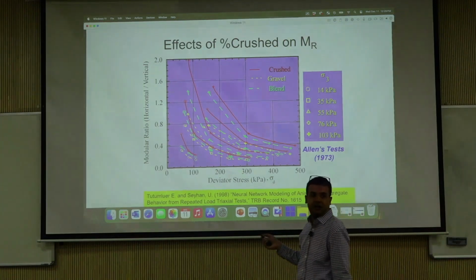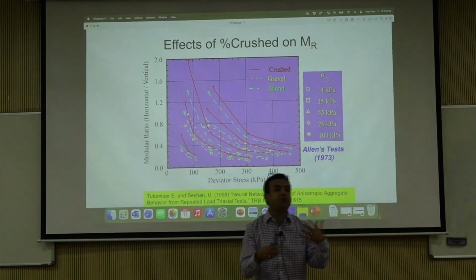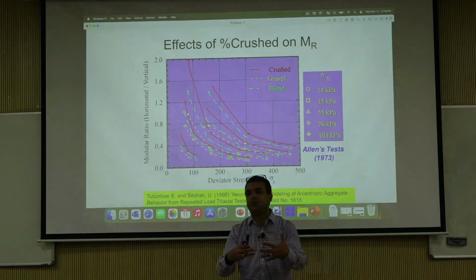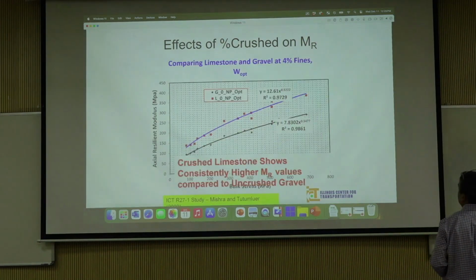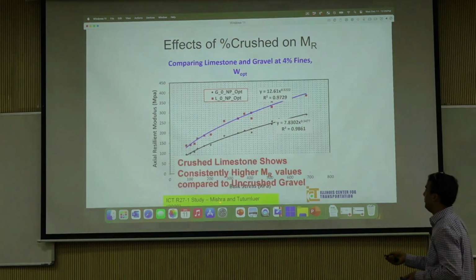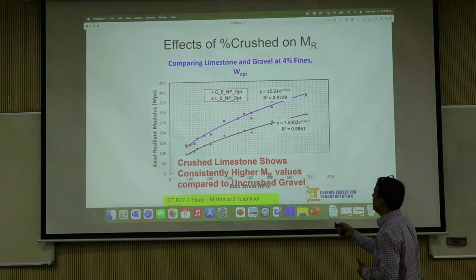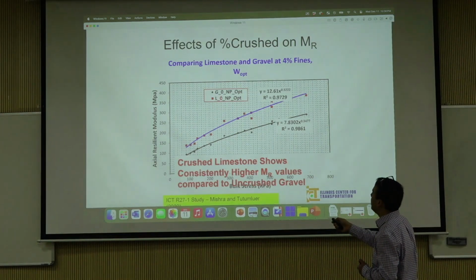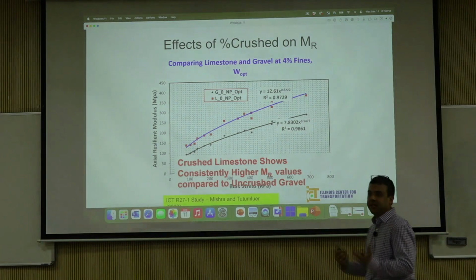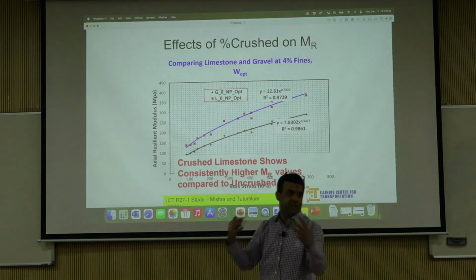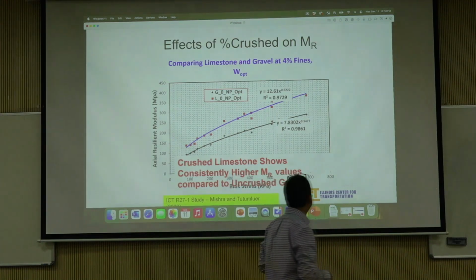So this is one of the studies that said if you really have to use uncrushed material, at least blend it with some crushed material to improve your response. This is my PhD study actually. This is gravel with 0% non-plastic fines at optimum, and limestone with 0% non-plastic fines at optimum. As you can see, this gravel is an uncrushed gravel, so it's much flatter at the bottom. The crushed material gains much more stiffness. Stress hardening effects are much bigger.